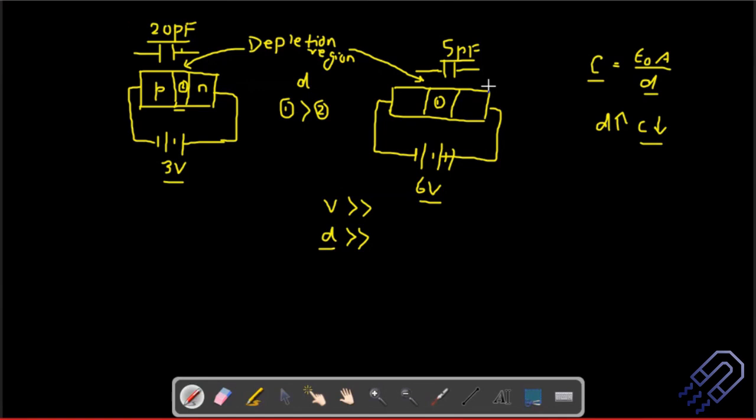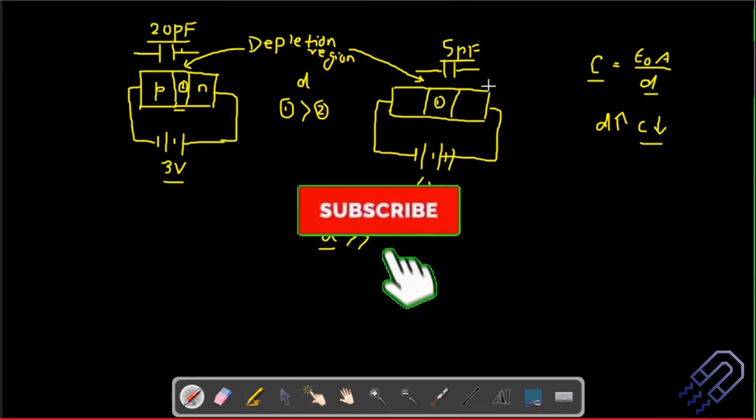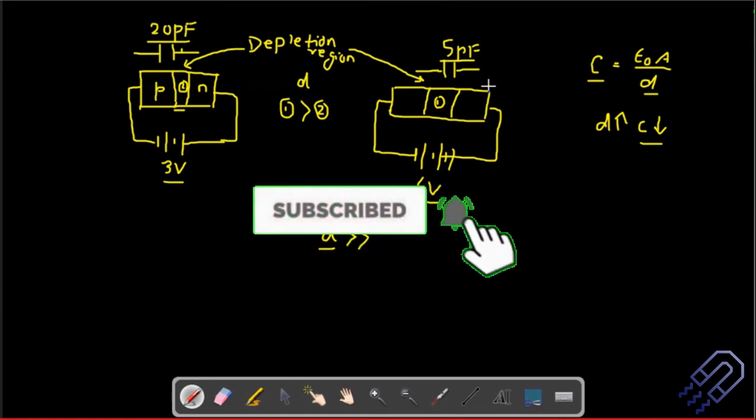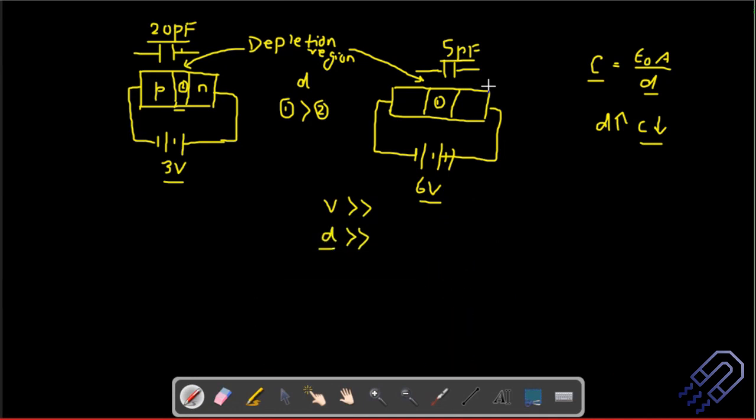Okay. So I might ask you a normal numerical problem, or it might be a trick question, or a multiple choice question. So this is the beauty of the Varactor. Basically, you can directly relate it with the capacitor. How does it behave? That's very important.